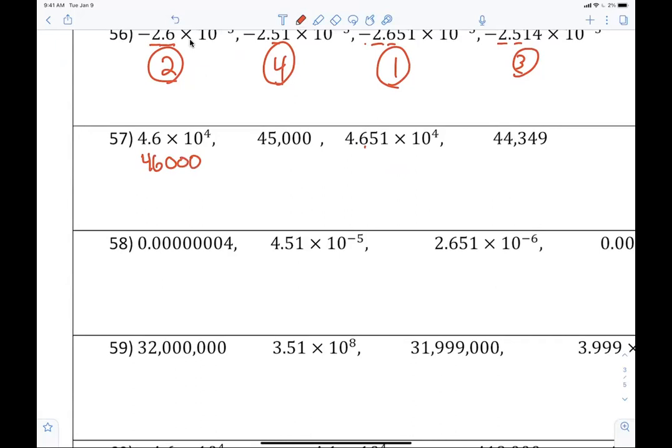4.651, what's that number? 46,501. That's how I prefer. Now which one is the smallest number there? I put 44,000. Yep, then what? I did 45,000. Yes. Then I did 4.6 and then I did 4.651.